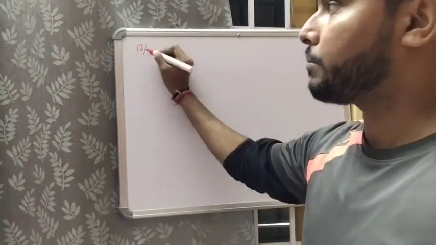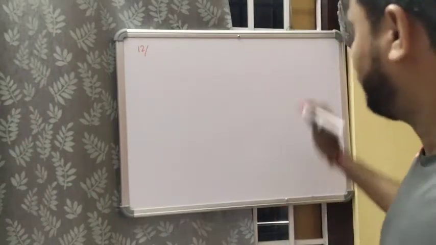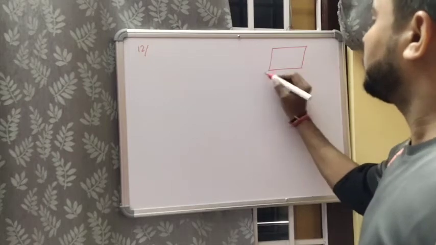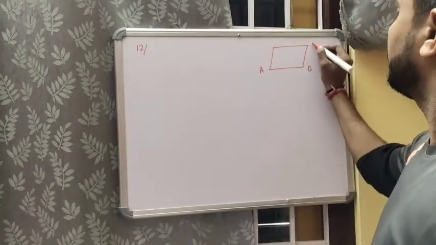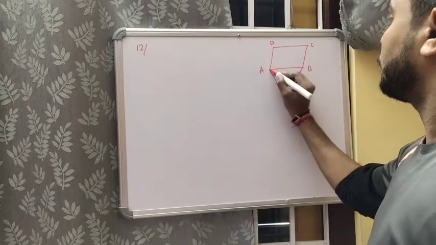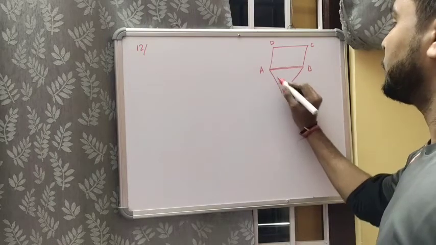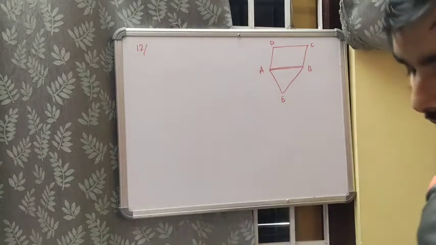See it carefully, it is important. A triangle and a parallelogram are constructed on the same base. So let us construct a parallelogram. So let this be a parallelogram and a triangle. The base of the parallelogram and the base of the triangle are same. So you can see ABCD is a parallelogram and ABE is a triangle. We have supposed taken it.